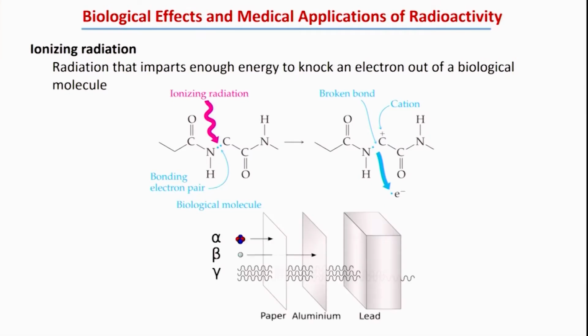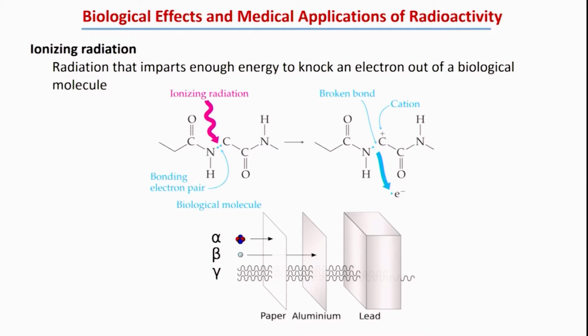I think I have another picture that's going to show up. There we go. We can see some of these particles. So here's the alpha, beta, and a gamma ray. And this shows you that not all ionizing radiation is equal to each other.